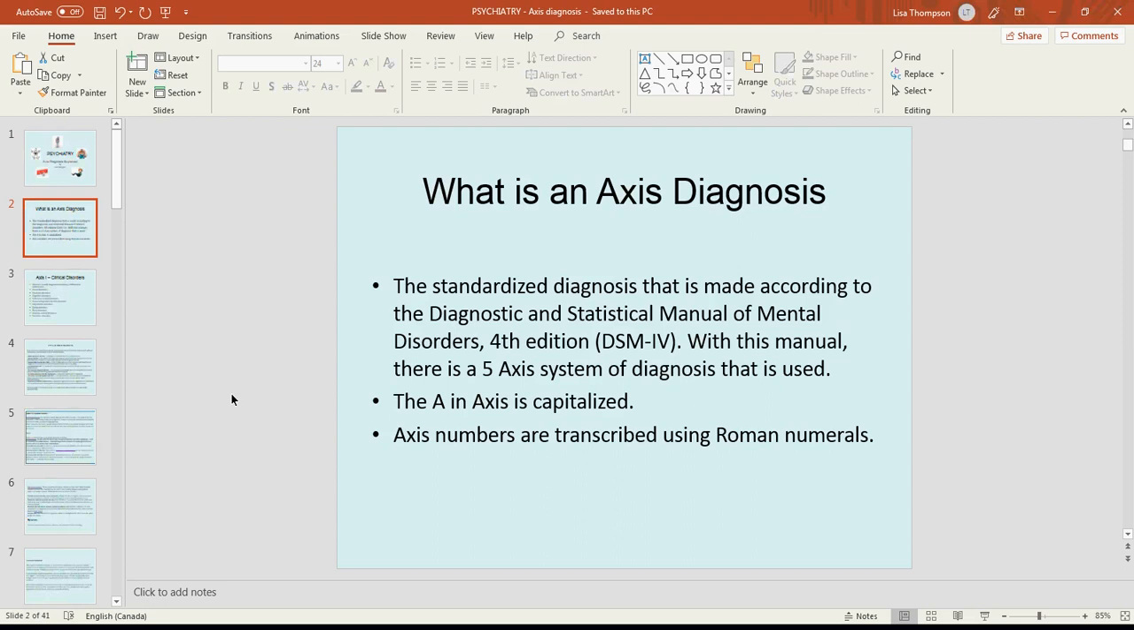What is an Axis diagnosis? The standardized diagnosis that is made according to the Diagnostic and Statistical Manual of Mental Disorders, 4th edition, also known as DSM-IV. With this manual, there are 5 Axis systems of diagnosis that are used. The A in Axis is capitalized. So remember that, everyone. Always capitalize the A. And Axis numbers are transcribed using Roman numerals. So always use Roman numerals for Axis.